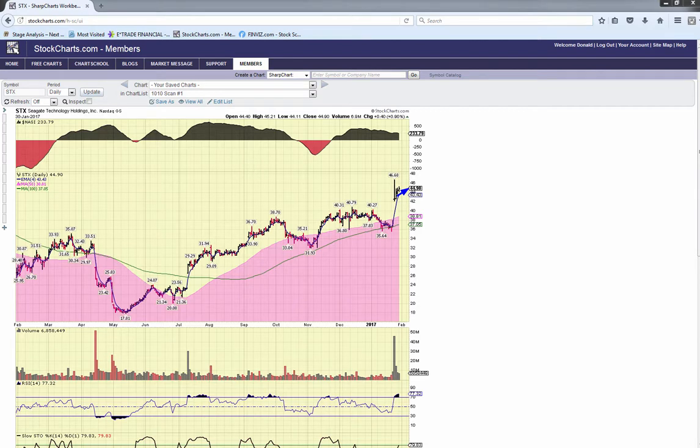Let me change this here. This is your ascending base right here, and an ascending base like this usually leads to a big move higher.